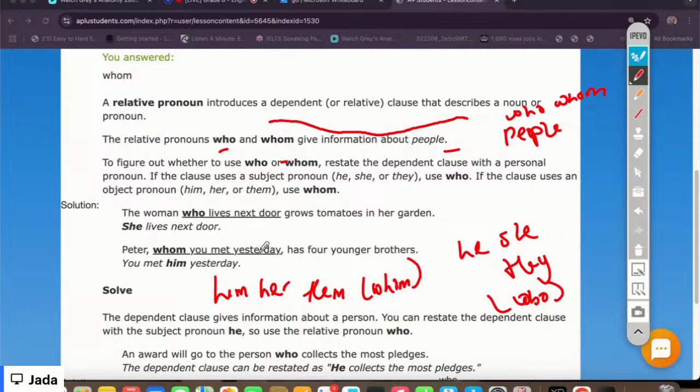So the woman who lives next door grows tomatoes in her garden. Now, who lives next door, right? So you can say she lives next door. All right. Now, Peter, whom you met yesterday, has four younger brothers. Whom you met yesterday. So you can change it and say you met him yesterday. So as long as you can restate it and one of them uses the subject pronoun or the object pronoun correctly, then you can know where to use them. Okay. So who goes with the subject and whom goes with the object.